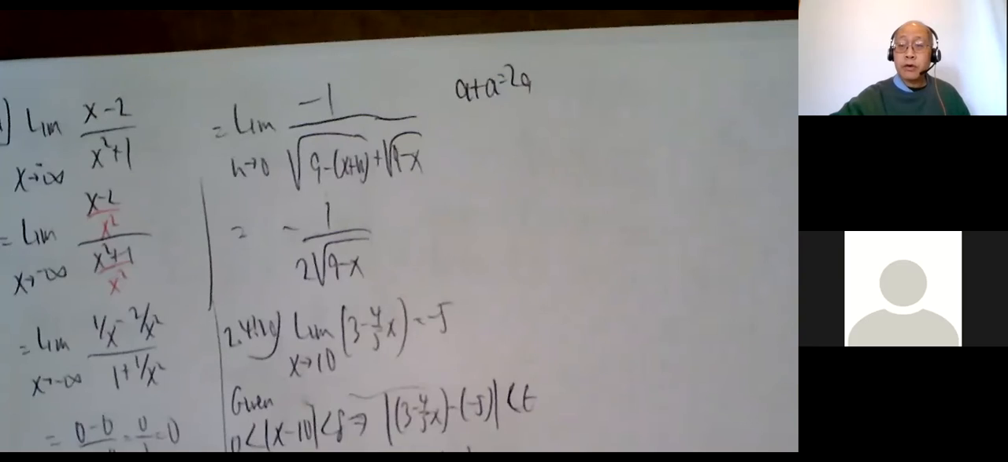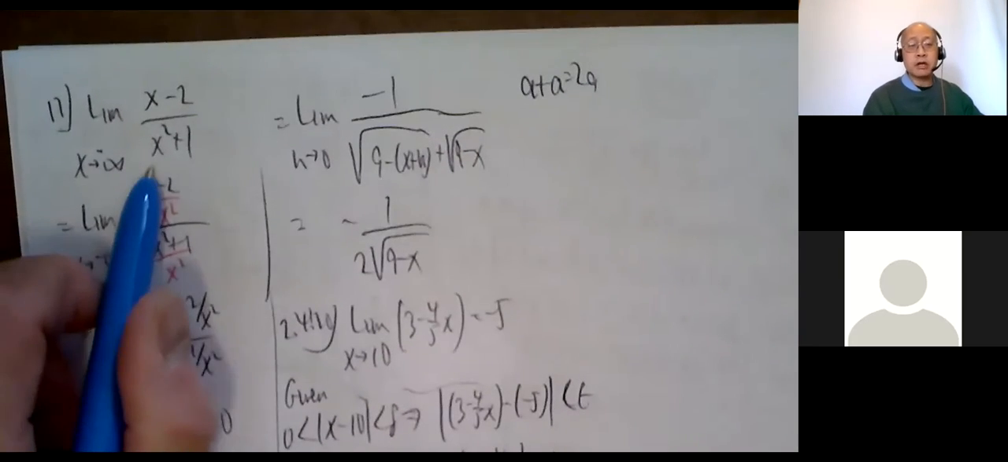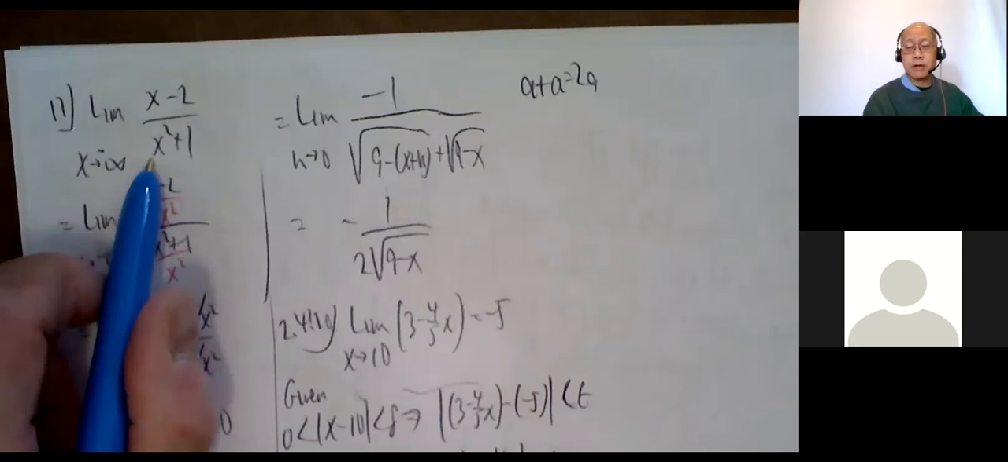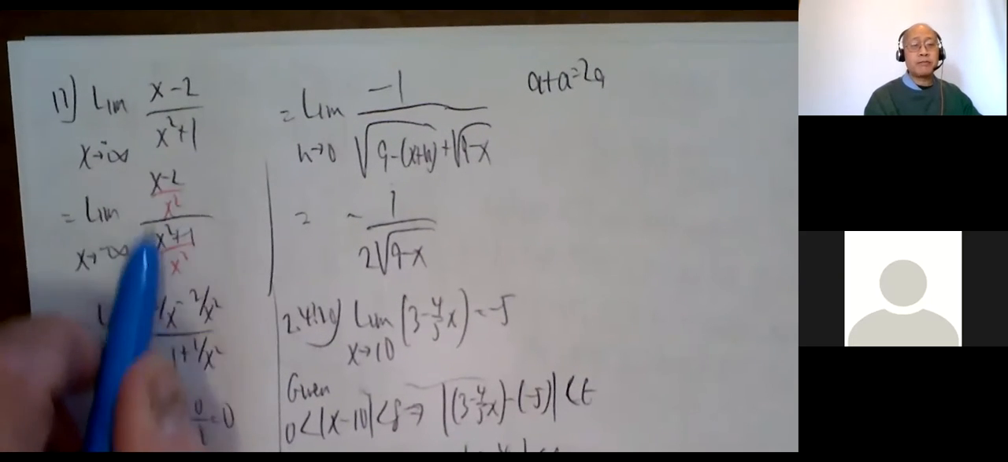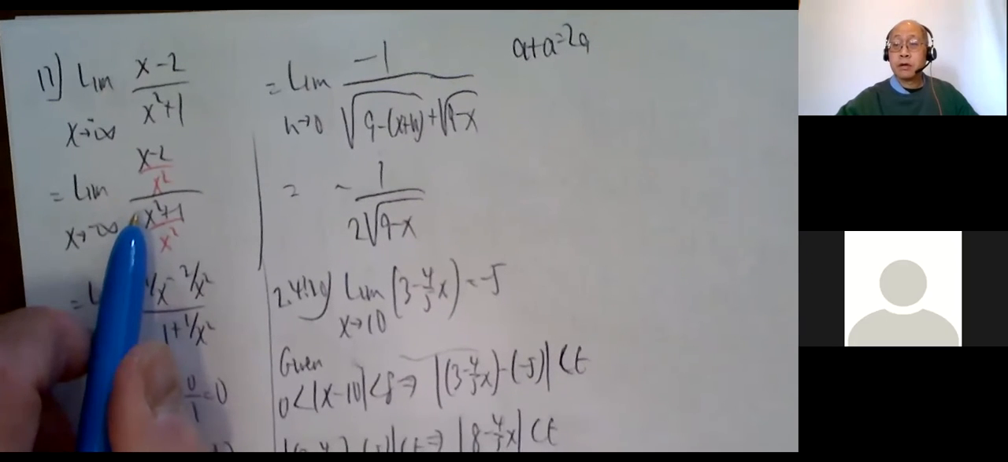So how do you know what degree to divide x by? For most of these problems that involve fractions, divide by the degree of the denominator. It should always work. Technically you could divide by the numerator also, but for any of these problems, divide by the degree of the denominator, and that should work in general. Okay.